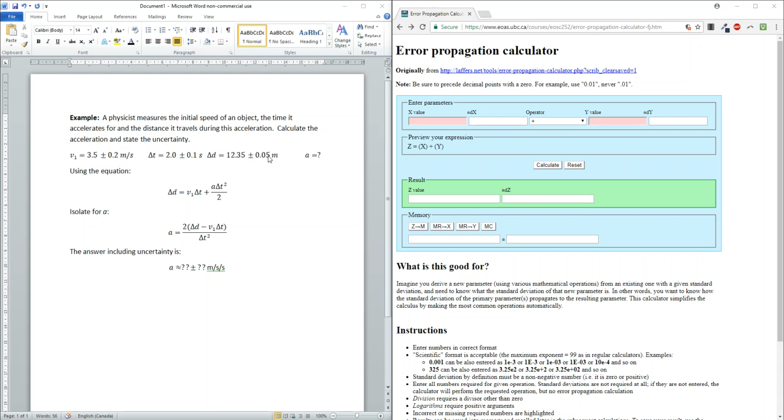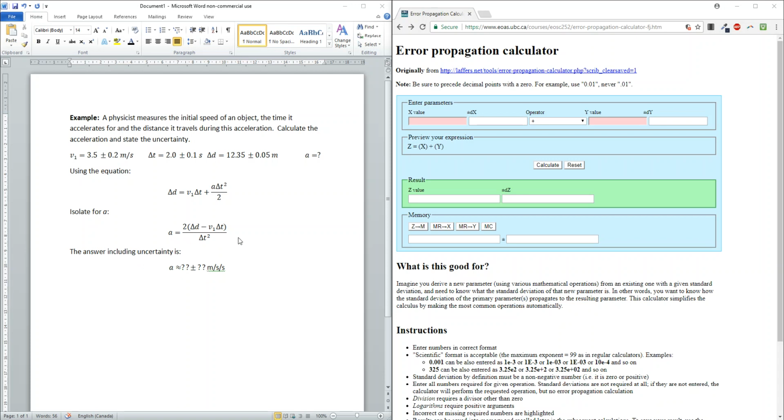How does this affect the calculation? When we get our value for the acceleration, what is the result? Okay, all we do is we take our kinematics equation here: Δd = v1Δt + aΔt²/2. Great. Isolate for a: we simply subtract v1Δt from the left, multiply all of it by 2, and divide by t squared. Very simple. So our result is going to be approximately something, plus or minus something else, in meters per second squared.